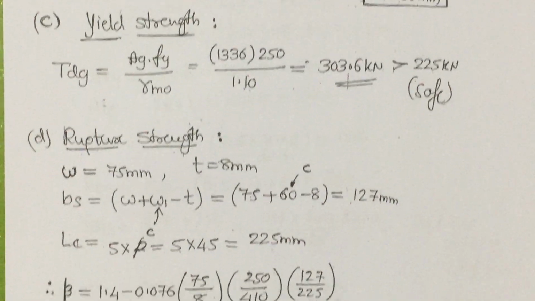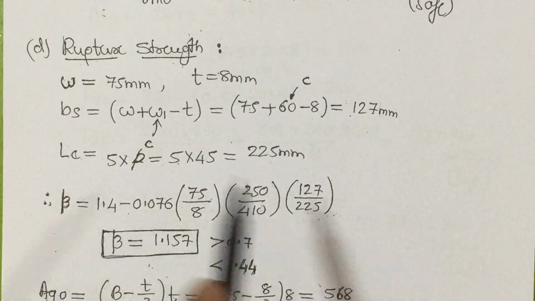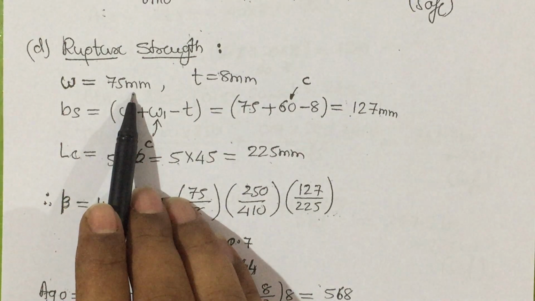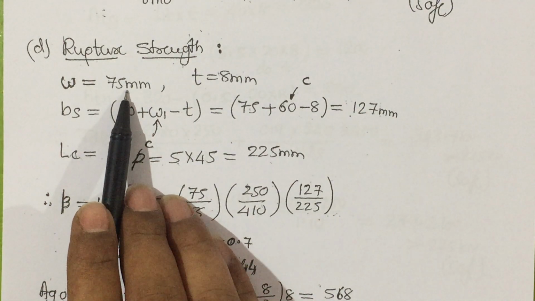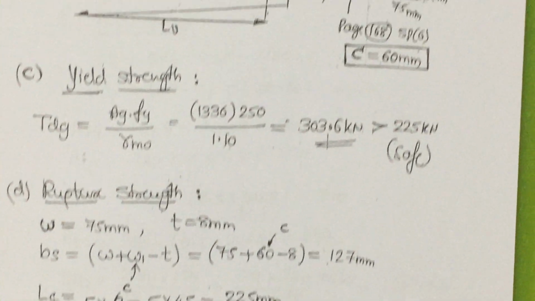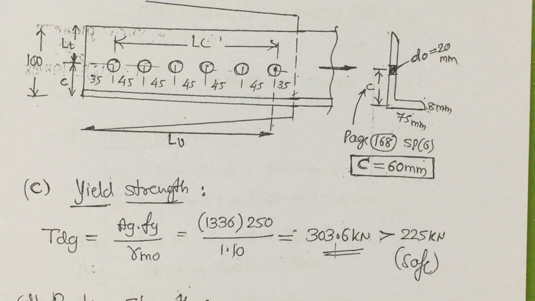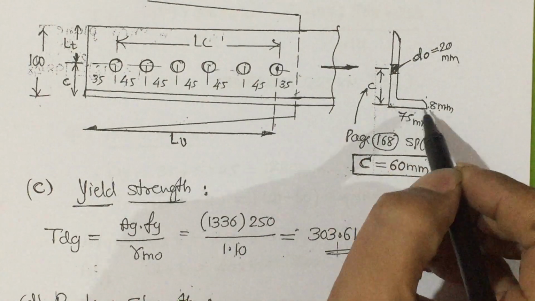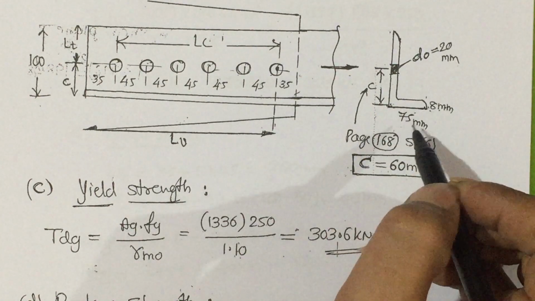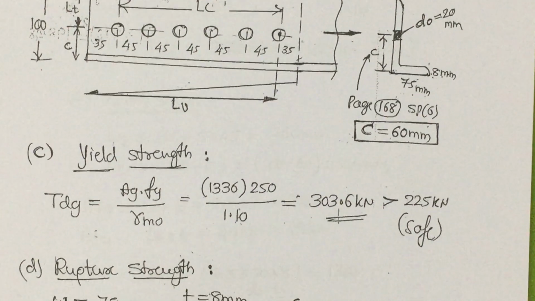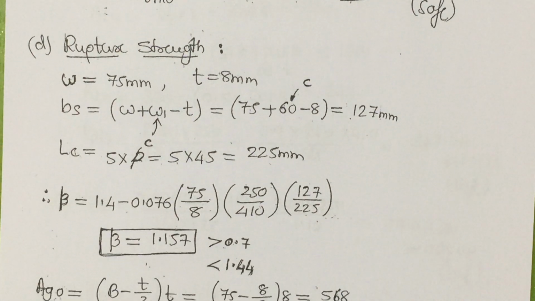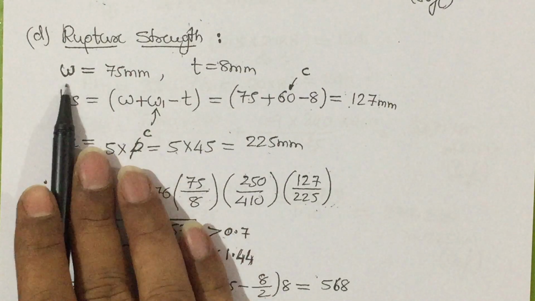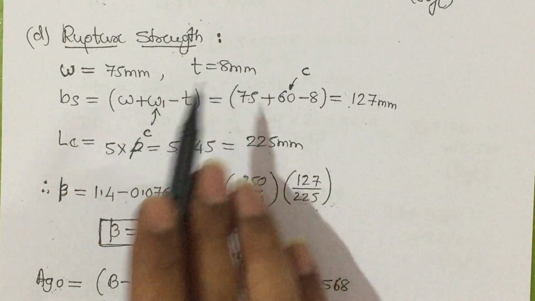Then check for rupture strength. Here the W is 75 mm, that is outstanding leg length. We discussed it in the previous type of problems, type 1 problems. This is connected leg and this one is outstanding leg. Outstanding leg width is 75 mm and thickness is 8 mm. So, outstanding leg width W is equal to 75 mm and T is equal to 8 mm.